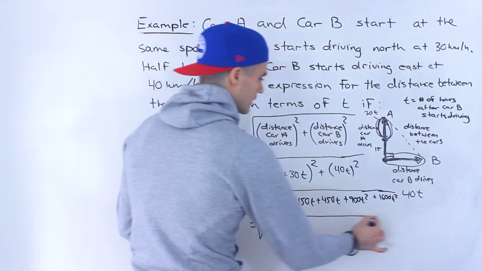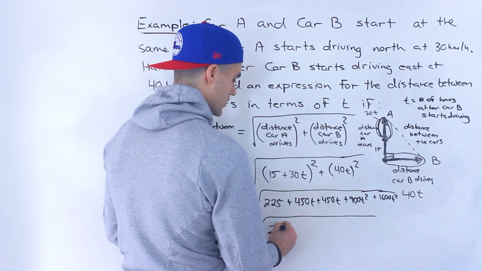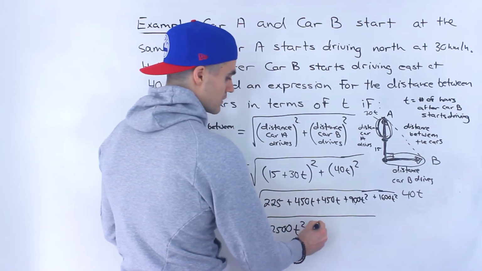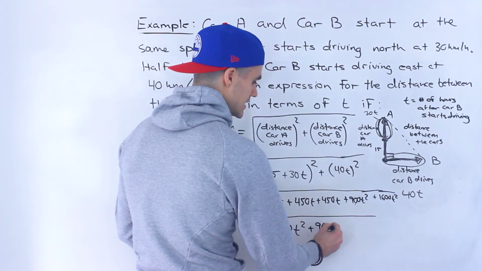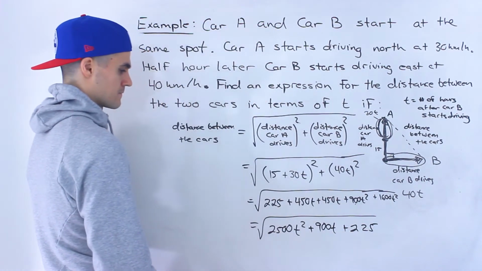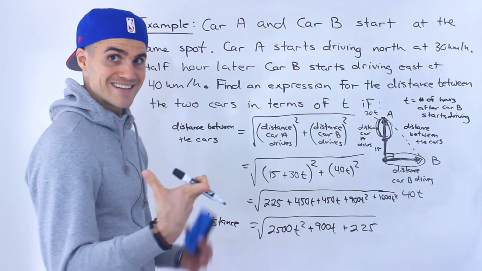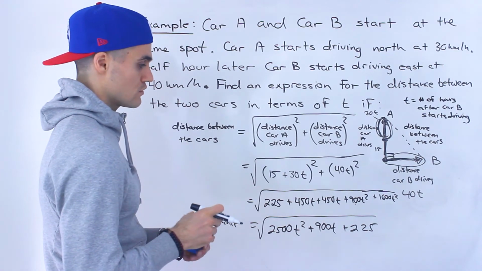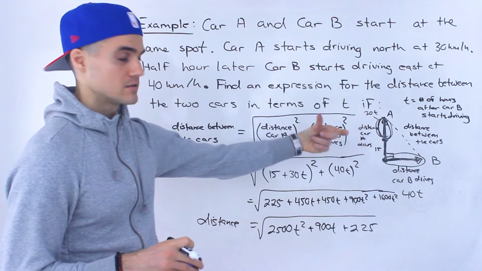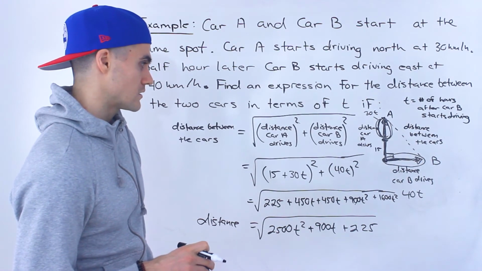And then we just have to collect like terms. 900t squared plus 1600t squared would give us 2500t squared. 450t plus 450t would give us 900t. And then we've got this 225, like that. And so that's the function or the equation for the distance between the two cars if we let t represent the number of hours after car B starts driving. That is the simplified expression right there.